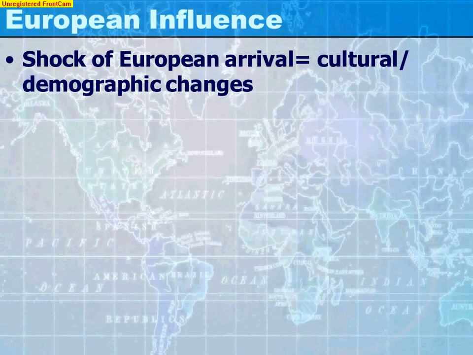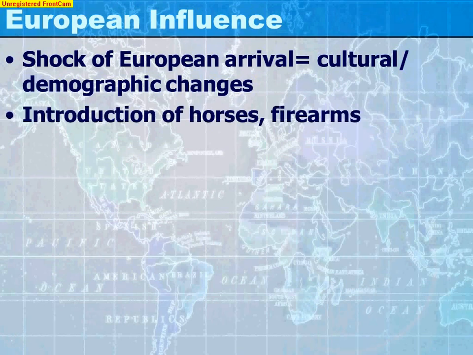Now, just like we've seen elsewhere, the shock of the European arrival creates massive cultural changes, massive demographic changes, not only to the Native Americans, but to the Europeans as well. Like I've said before, the introduction of horses changes Native American tribes. Many of them go from farming agricultural societies to nomadic hunters. That wouldn't have been possible without the introduction of horses. Also, the introduction of firearms is going to change Native American tribes because now they have a weapon that they can use against each other and also against the whites as well.